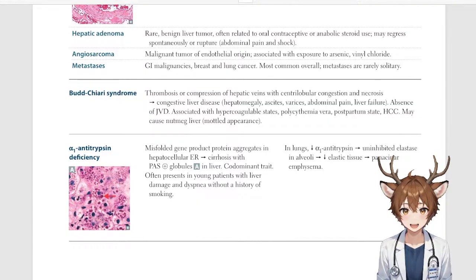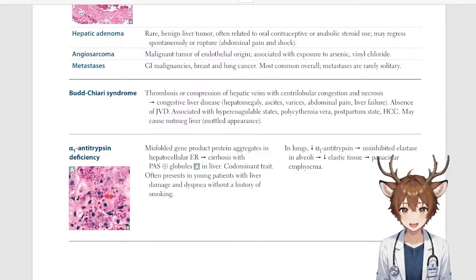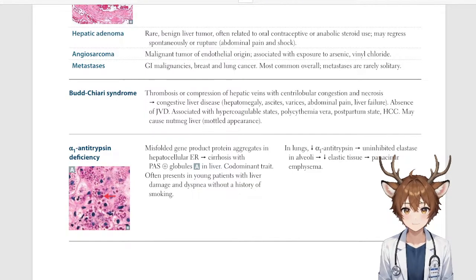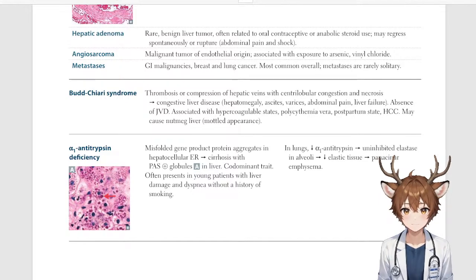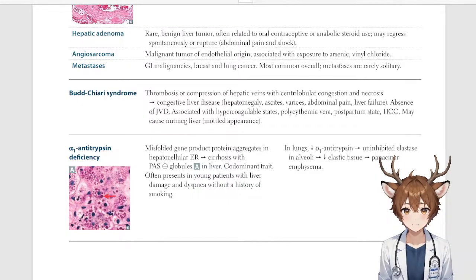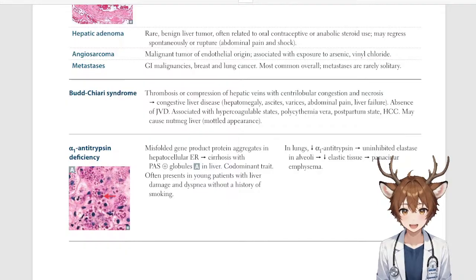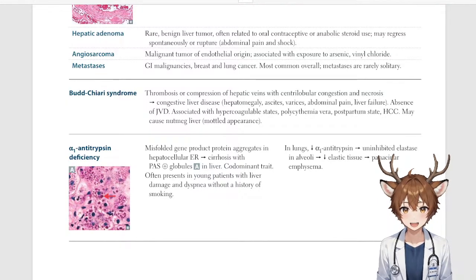Budd-Chiari syndrome is hepatic venous outflow tract obstruction, for example due to thrombosis or compression, with central lobular congestion and necrosis, leading to congestive liver disease, hepatomegaly, ascites, varices, abdominal pain, and liver failure. There is absence of JVD. It is associated with hypercoagulable states, polycythemia vera, postpartum state, and hepatocellular carcinoma, and may cause a nutmeg liver with mottled appearance.